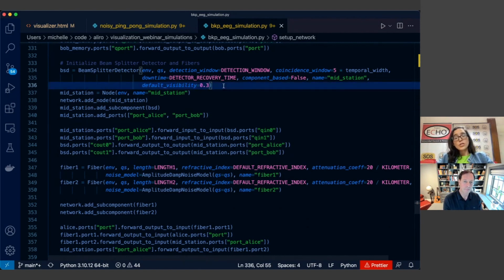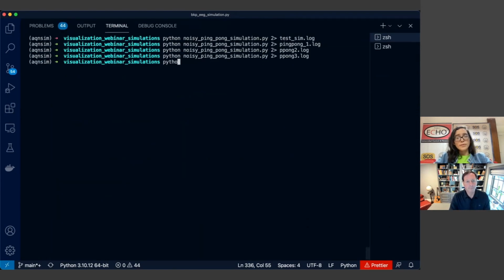So we're going to start with a 30% visibility for this first simulation. And we're going to see if these parameters are ideal for the network that we're trying to build. So let's go ahead again and run our second use case and call it Barrett Coke 1.log.